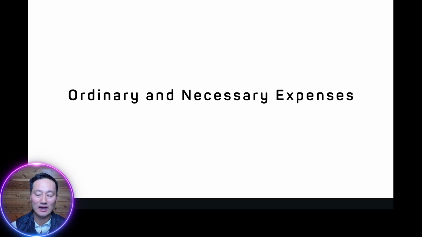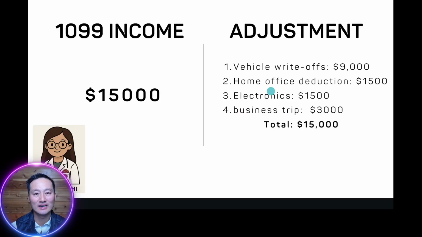Let's take a look at how this plays out for our friend Dr. Kimchi and her 1099 income. Knowing that she was going to bring in $15,000 of 1099 income, she planned ahead. Her goal was to incur legitimate business expenses that would offset her $15,000 of income.